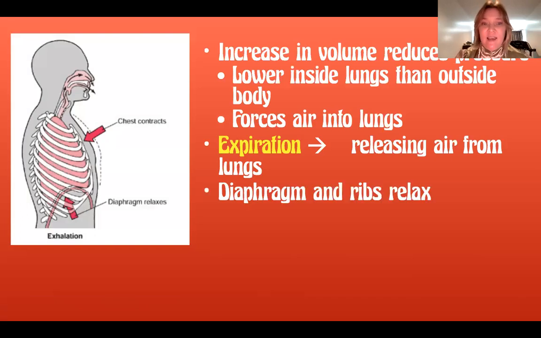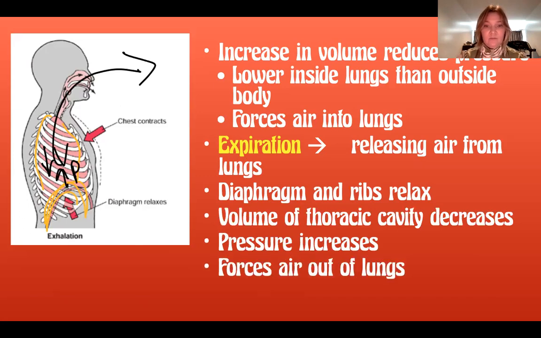Expiration is releasing air from the lungs. So your ribs relax, so you can see that they're more down. Your diaphragm relaxes, which means that it is more in a U shape. When your diaphragm contracts, it flattens like this. Relaxed, it moves back up, which means inside your lungs you have decreased the volume, which means you have increased the pressure, so air is forced out. Again, Boyle's Law, relating it to how you breathe, which is kind of an important thing.